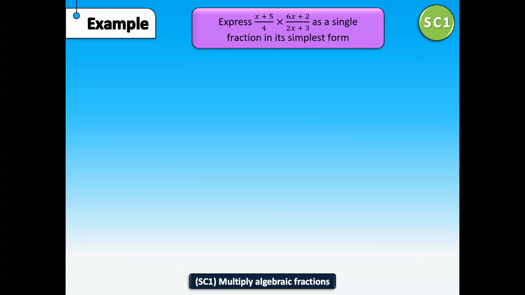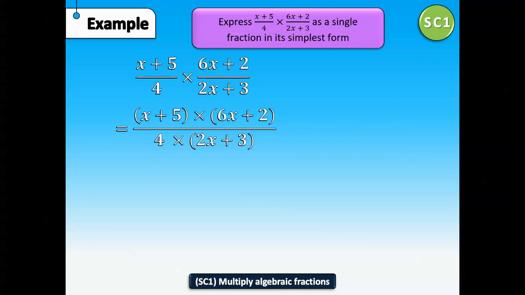This time we want to express (x plus 5)/4 times (6x plus 2)/(2x plus 3) as a single fraction in its simplest form. So again, we multiply the numerators and multiply the denominators. So again, we use a grid method to multiply the top 2 brackets.